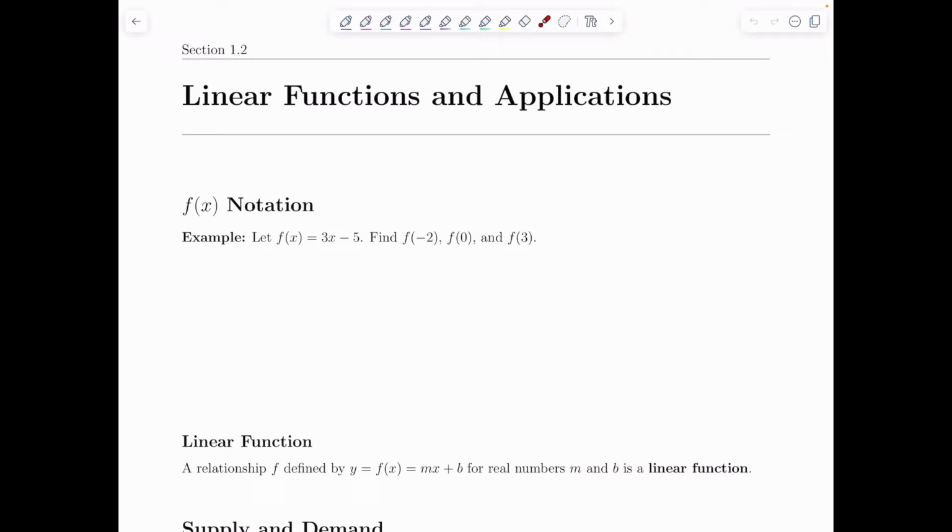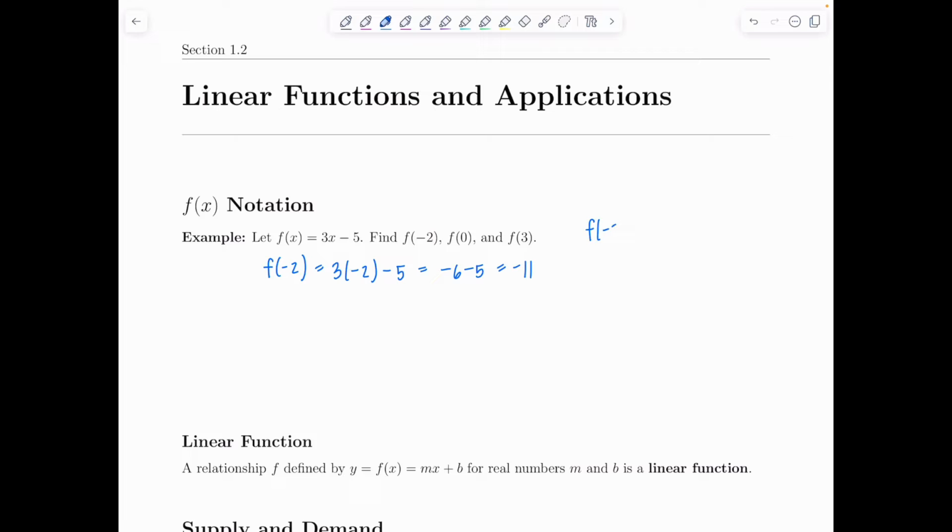So notice, to find f of negative 2, I'm literally going to come right here, replace x with negative 2, and then I have to do the same thing on the other side. I'm going to replace x with negative 2. f of negative 2 is 3 times negative 2 minus 5. And then just clean up. 3 times negative 2, that's negative 6, minus 5 is negative 11. So basically what this is saying is, when I substitute in negative 2 for x, the y value, or the function value, is negative 11.